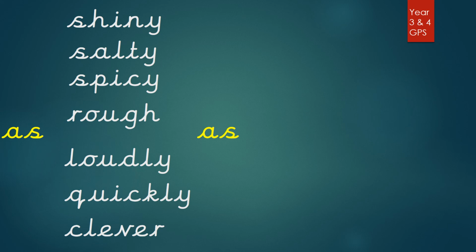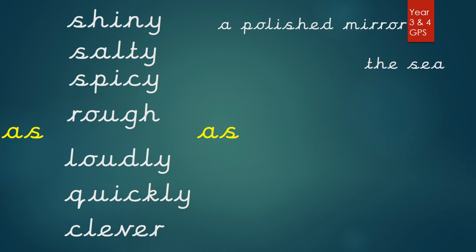Then you have to think of something else that is shiny. So if we're saying somebody had a shiny face and we want to compare it to something, what else is shiny? So his face was as shiny as a polished mirror. Salty, if we're talking about the peanuts that were salty and we want to use a simile, what were they as salty as? What other things are salty? The peanuts were as salty as the sea. Oh, they mustn't have tasted very nice.